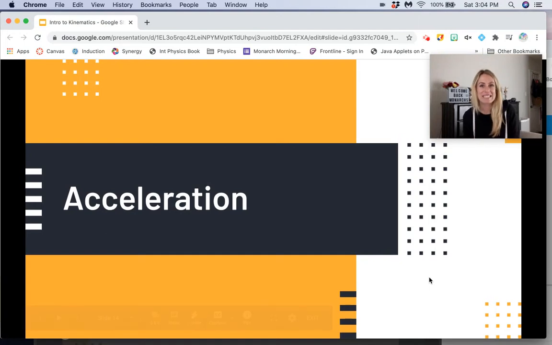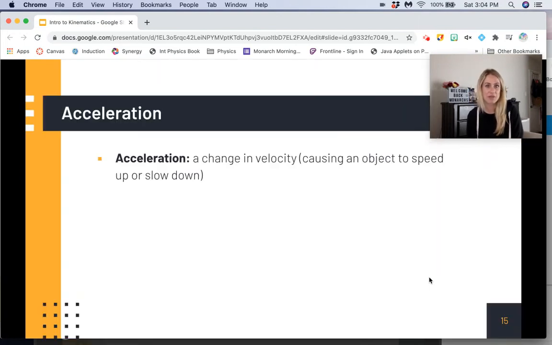Okay, let's talk about acceleration. So, the definition of acceleration is a change in velocity, causing an object to either speed up, slow down, or change direction, actually, as well. Okay, so change in velocity.